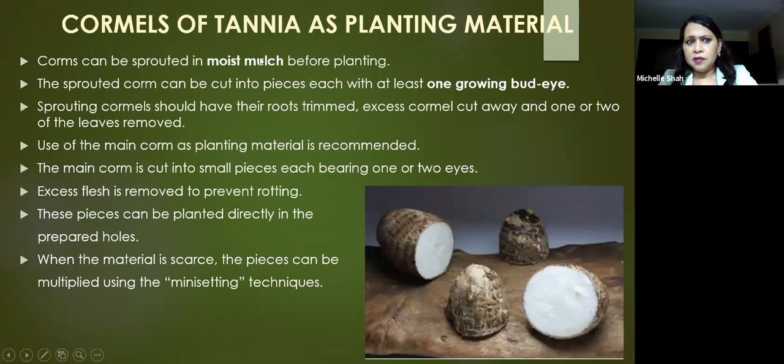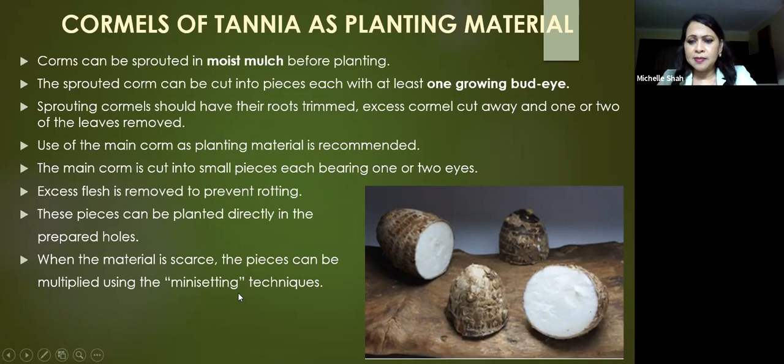Cormels of tanya as planting material. The corms can be sprouted in moist mulch before planting. The sprouted corm can be cut into pieces, each with at least one growing bud eye. Sprouting cormels should have their roots trimmed, excess cormel cut away, and one or two of the leaves removed. Using the main corm as planting material is also recommended. The main corm is cut into small pieces, each bearing one or two eyes. Excess flesh is removed to prevent rotting, and these pieces can be planted directly in the prepared holes. When the material is scarce, the pieces can be multiplied using mini-setting techniques.